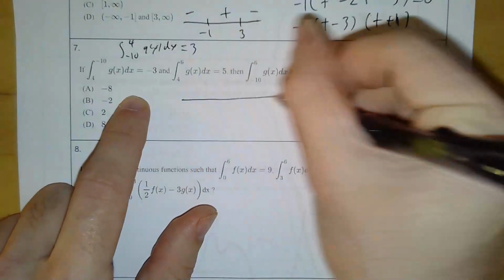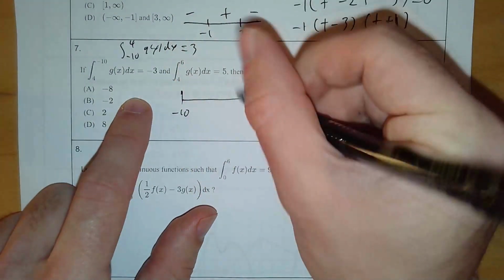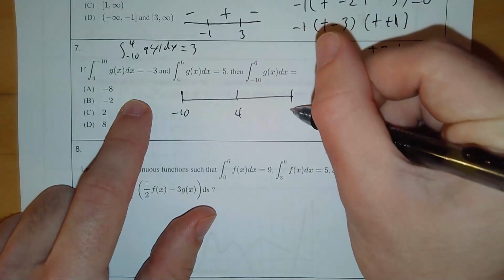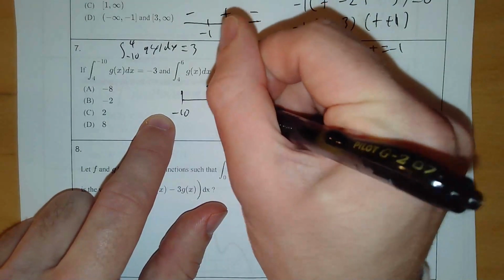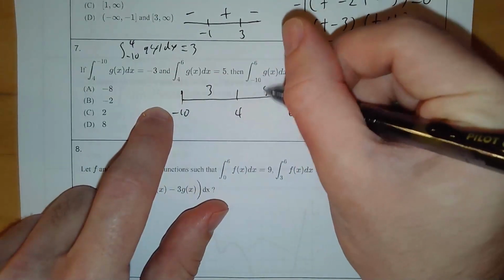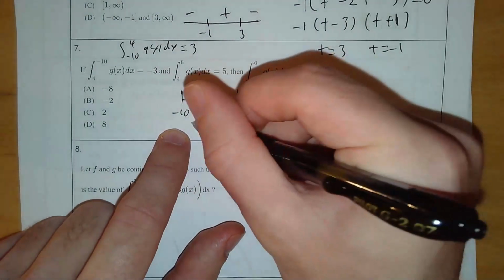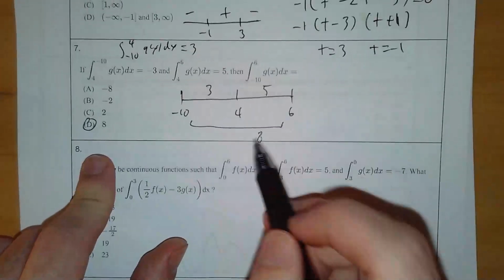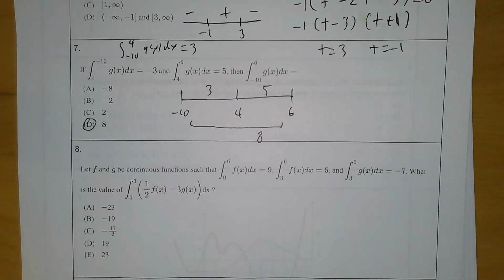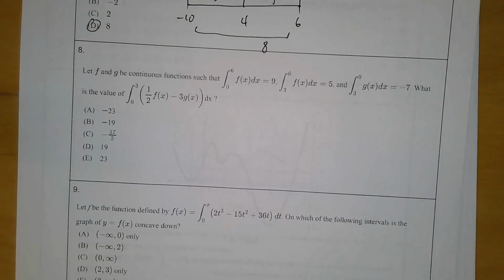I'm going to draw my line, put negative 10, 4, 6. I know that negative 10 to 4 is 3. I know that 4 to 6 is 5. So altogether, this must be 8. So it's 8, because 3 plus 5 is 8. Once you convert them and you draw it out, it's not so bad.